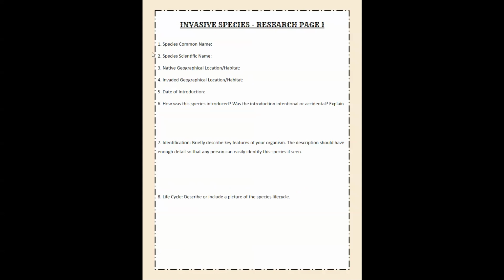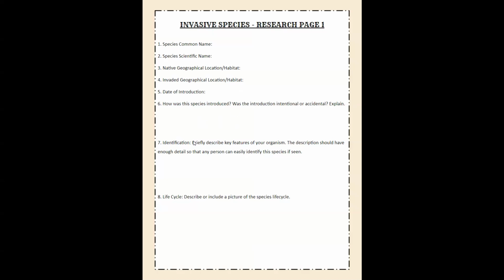Description of crime would be, well, you get that from this information. You got your species common name, species scientific name, native geographical location, so where it came from, invaded geographical location, where it invaded, where it is now that it's not supposed to be. If you can find the date of introduction, that's great. If not, I'm not going to get on you about not finding the date of introduction. You should be able to find how the species was introduced. Was it intentional, accidental? You don't have to do the whole explain thing.